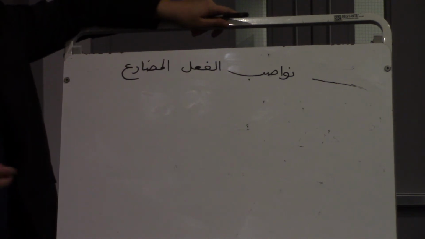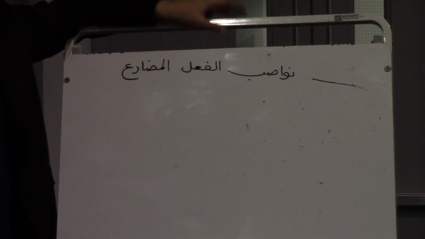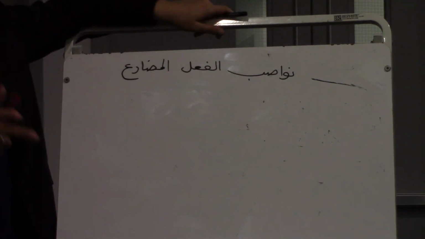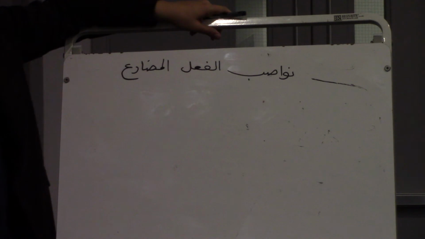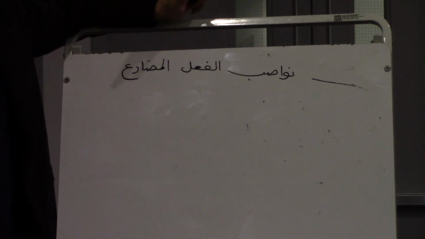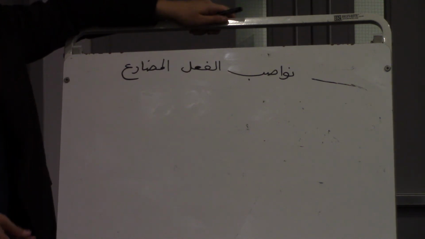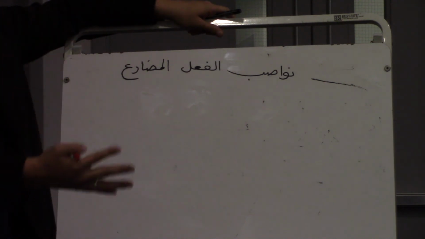They're always marfu' until you change around their status or play around with them or affect them with something, then they'll no longer be marfu'. If they're main characters and no one's touching them, they're going to be marfu'. You change their status, they're no longer main, they're secondary, or they're affected by a verb, then they may become mansub or majroor. The same thing goes for verbs. Present tense verbs are always marfu' unless you bring a nasib, something that will make it mansub, or a jazim, something that will make it majzoom.